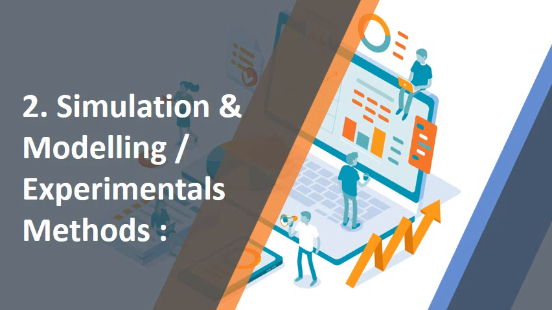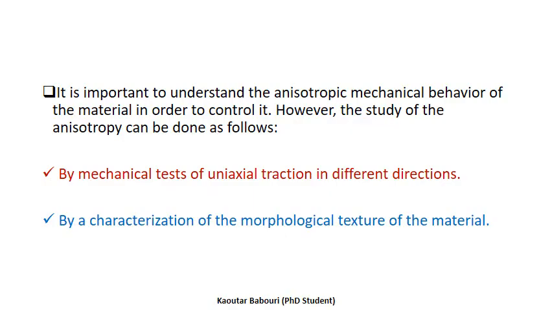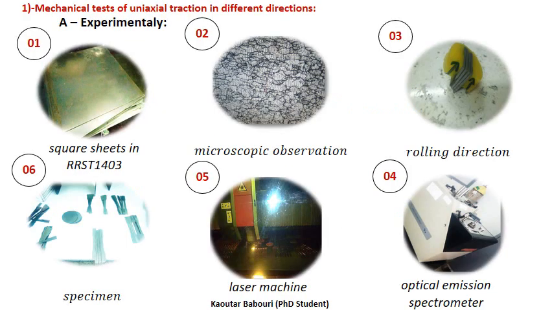Now let's move to the methods. It is important to understand the anisotropic mechanical behavior of the material in order to control it. However, the study of the anisotropy can be done as follows. First, by mechanical tests of uniaxial traction in different directions. Second, by characterization of the morphological texture of the material. Let's start by the first one.